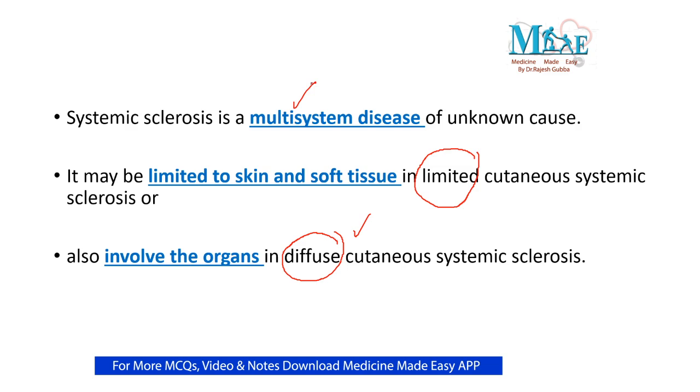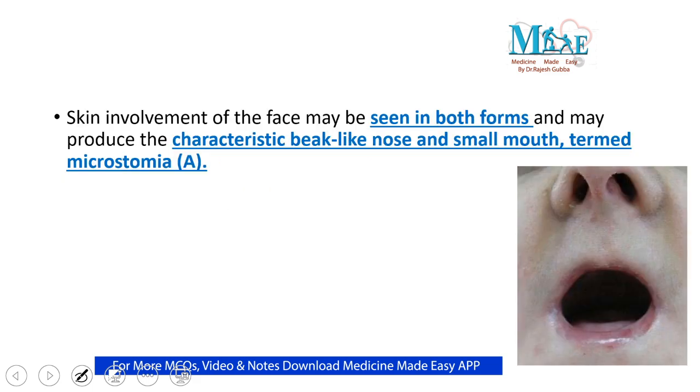In limited cutaneous systemic sclerosis, the scleroderma or accumulation of fibrous tissue is just accumulated in the skin. That is, there is involvement of the skin as well as the soft tissue. Whereas in diffuse cutaneous systemic sclerosis, there will also be involvement of the organs. That is the difference between limited and diffuse systemic sclerosis.